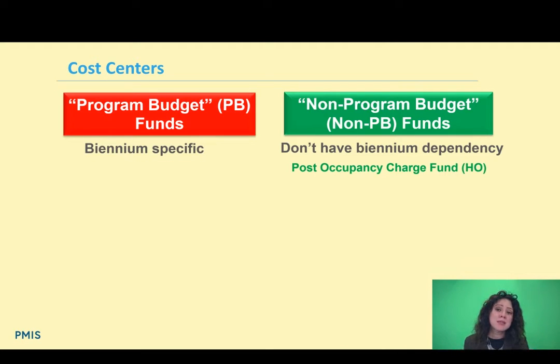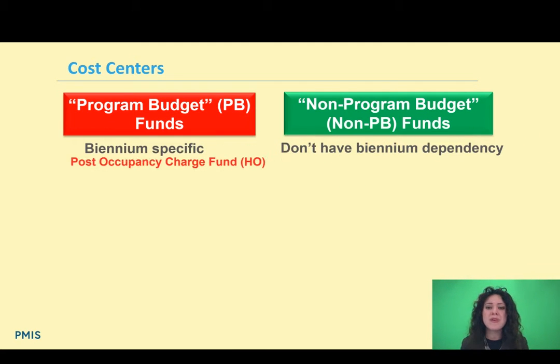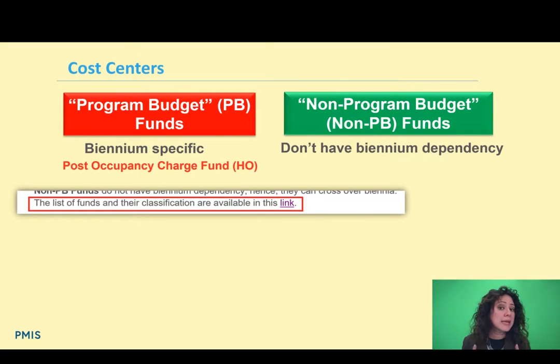Inside the non-program budget, we have a fund called Post-Occupancy Charge Fund, also known as HO. Even though this fund is a non-program budget, because it's biennium specific, it's going to behave like a program budget fund. So you have to keep in mind this type of fund when you are doing the analysis of your program budget. Remember the link. You need to go to the job aid and click on top of the link to find which funds are program budget and which ones are non-program budget.